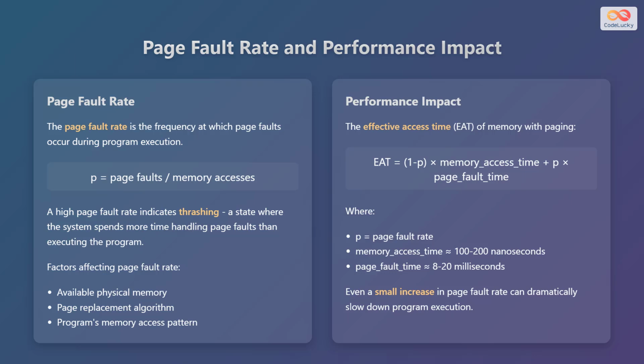The effective access time of memory with paging is calculated using a formula. It depends on the page fault rate and the time it takes to access memory versus handling a page fault. Even a small increase in the page fault rate can significantly slow down program execution. This is because accessing data from main memory is much faster than retrieving it from the disk.